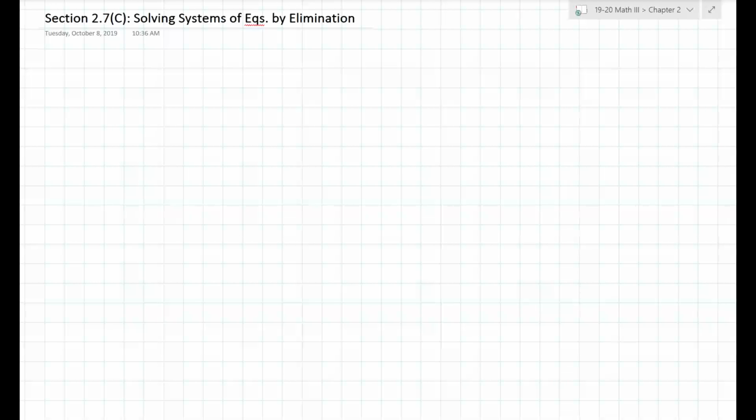All right, so here we go, guys. We're going to be doing section 2.7, part C, and this is on solving systems of equations.